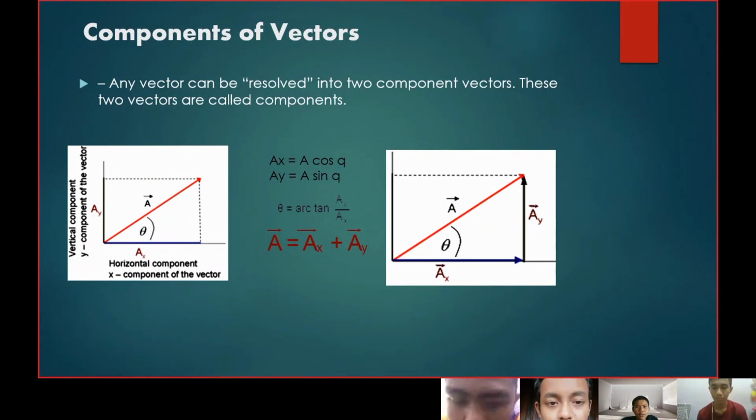Okay, let's continue about components of a vector. Any vector can be resolved into two component vectors. These two vectors are called components. As you can see in the slideshow, there are two diagrams that show the components.